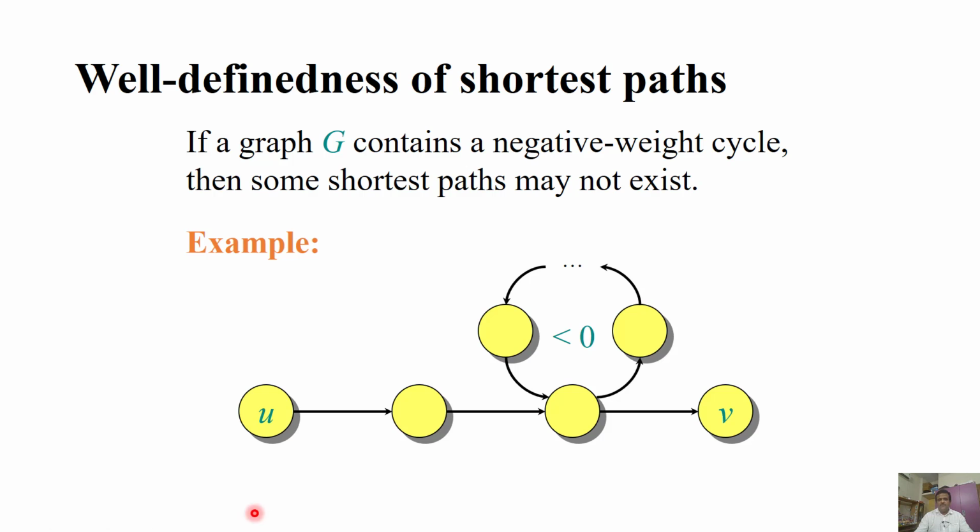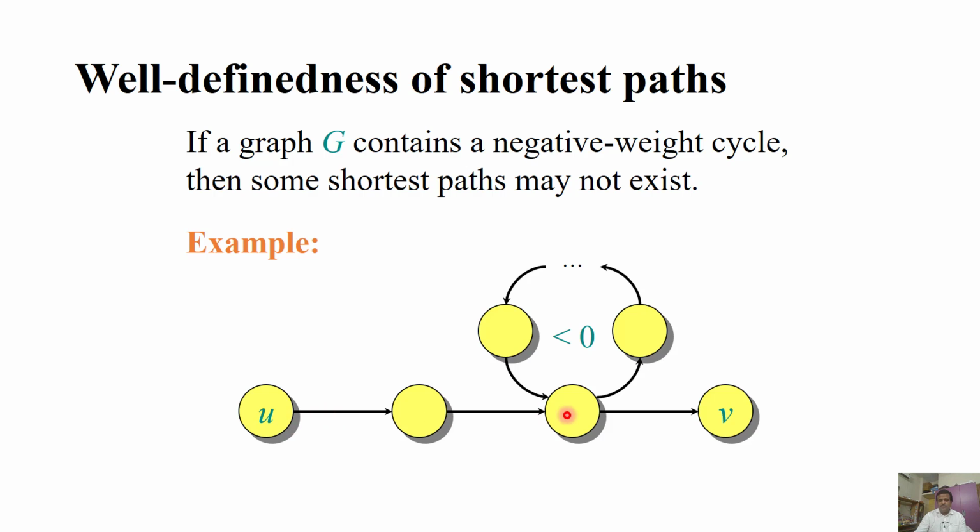For example, these are two vertices u and v, and suppose in this path we have a negative cycle. In this case the shortest path won't exist. Why? Because if we say shortest path means minimum weight, there will be no path which is less than that. Now, if we claim this is our shortest path, then what will we do?